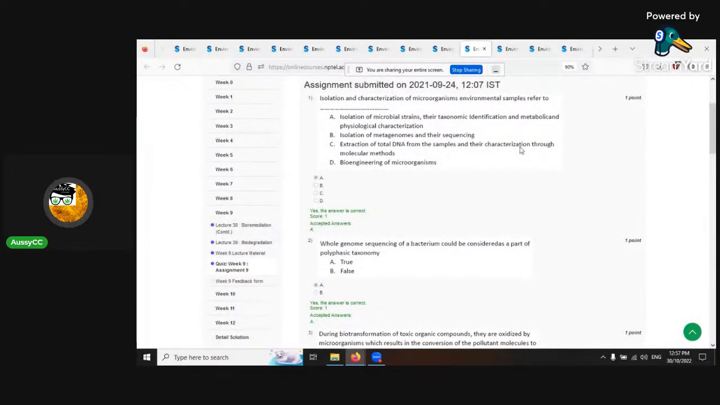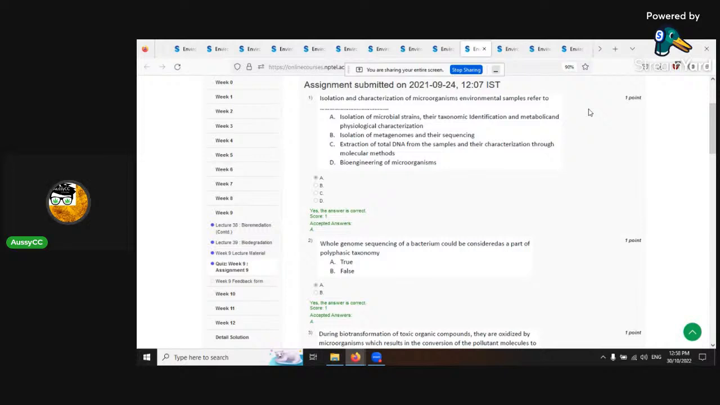Isolation and characterization of microorganisms. Environmental samples refer to extraction. Isolation. It's A, I reckon. A, yeah. Whole genome. I'm putting my hand on the screen so I don't see the answers, because I'm testing myself, so I'm trying to study for this. And whole genome sequences of bacterium could be considered as part of a polyphasic taxonomy. Whole genome sequencing of bacteria. Yeah.